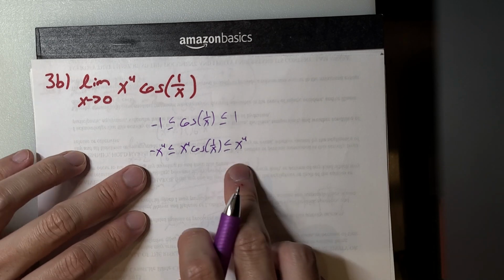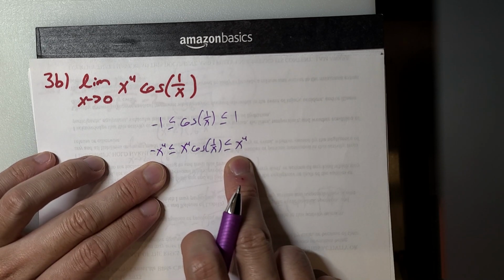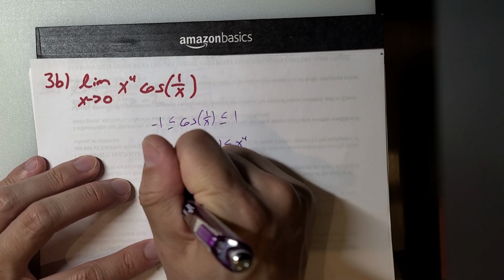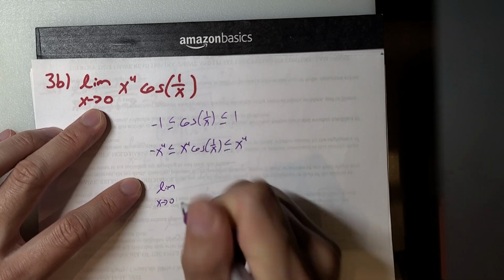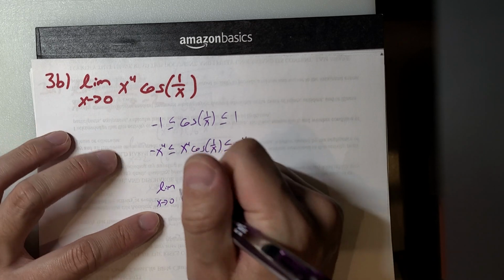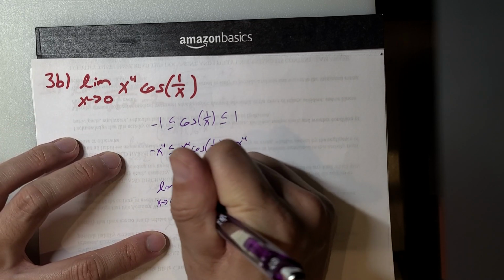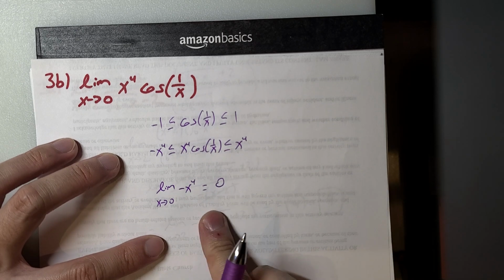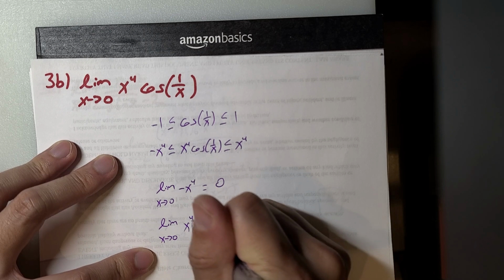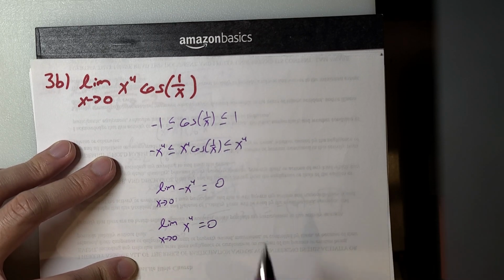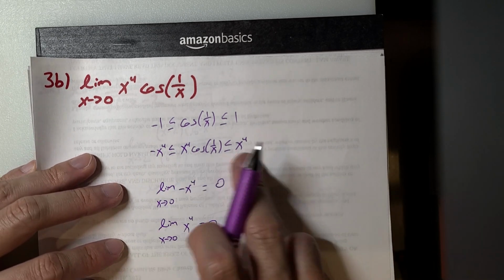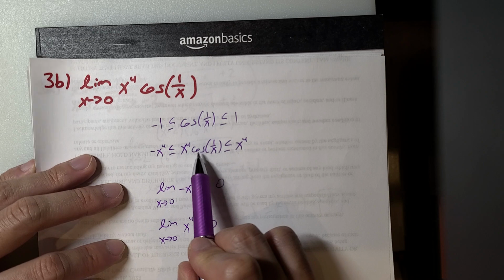Now we can find the limits of the two bounds. We're finding the limit as x goes to 0 of the original problem, so let's find the limit of the two bounds for the same x. The limit of minus x to the fourth is simple, that's just 0. We also know the limit as x goes to 0 of the other bound, positive x to the fourth, is also 0. The limits are the same. Because the limits are the same, by the squeeze theorem we know that this limit is also 0.